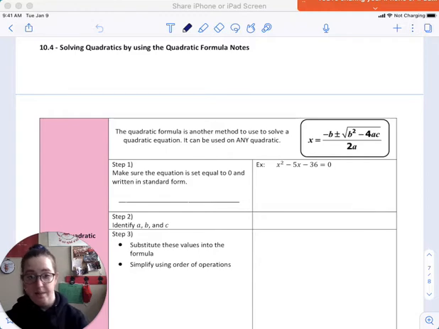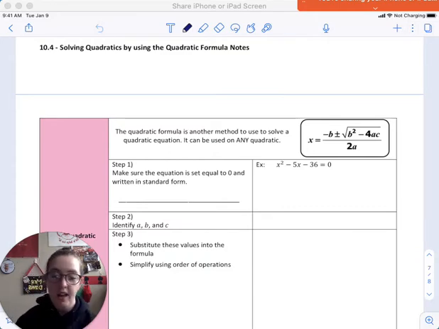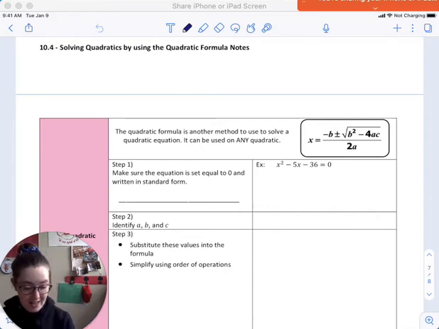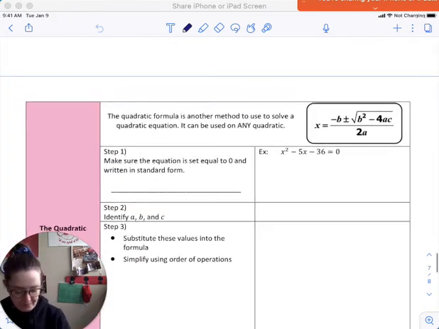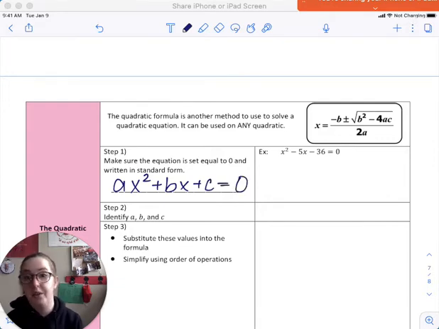So, let's get started. The quadratic formula is x equals negative b plus or minus the square root of b squared minus 4ac all over 2a. We'll have that next to each of our problems. Now, what's a, b, and c? Well, remember, we have ax squared plus bx plus c equals 0.